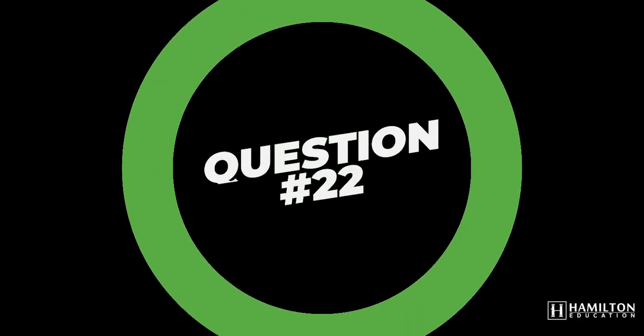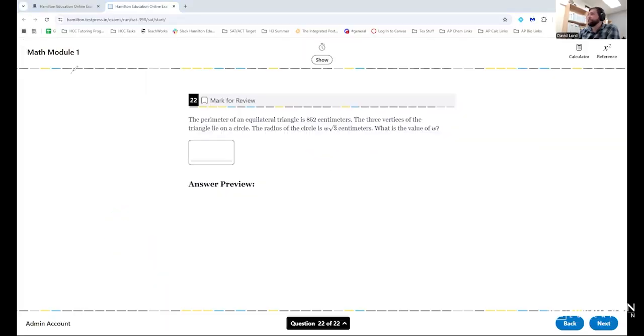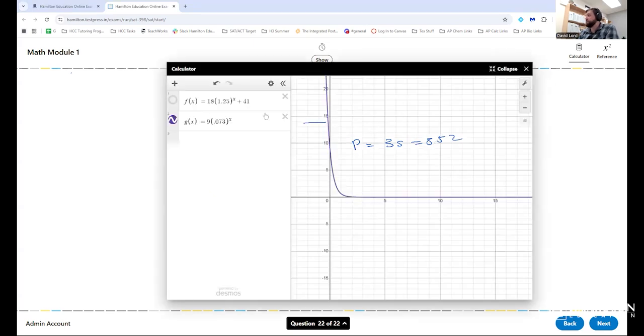All right, the last question for module 1, question 22. The perimeter of an equilateral triangle is 852. So the perimeter of an equilateral triangle is 3 times s. So we set that equal to 852. And then the calculator tells us that 852 divided by 3 is 284.